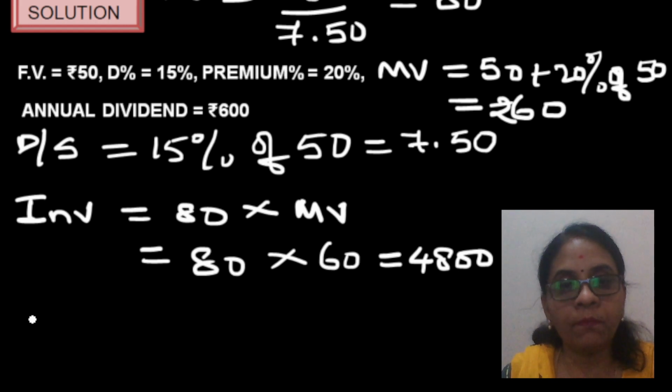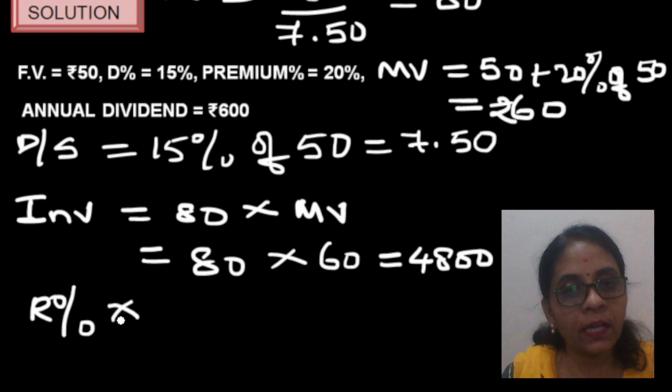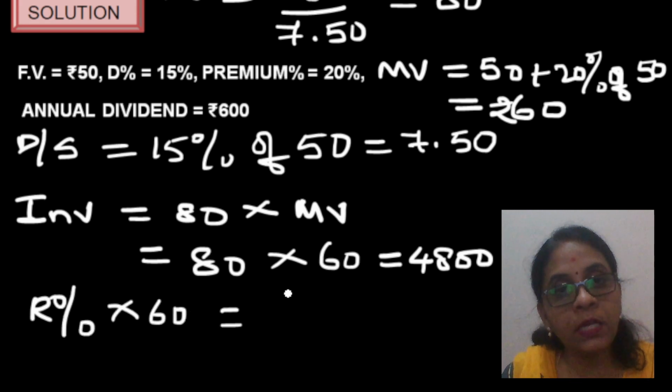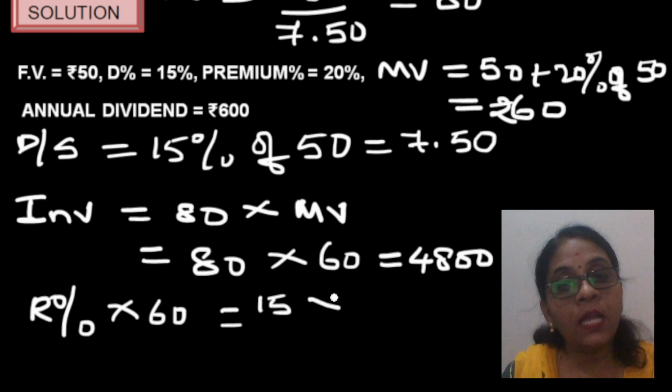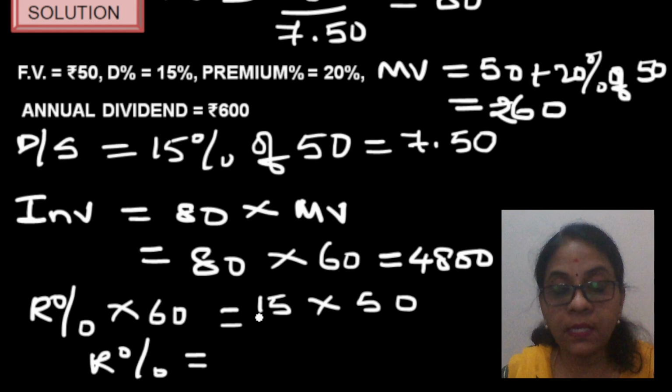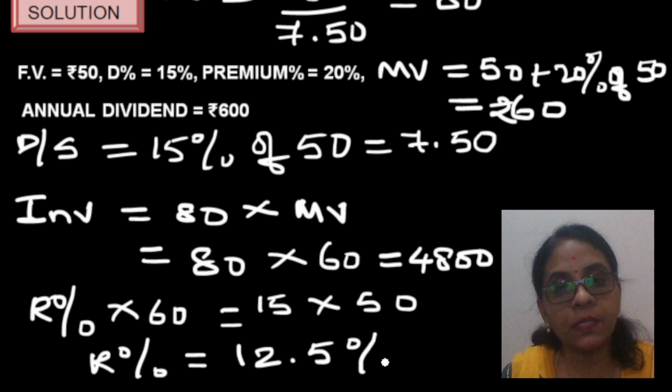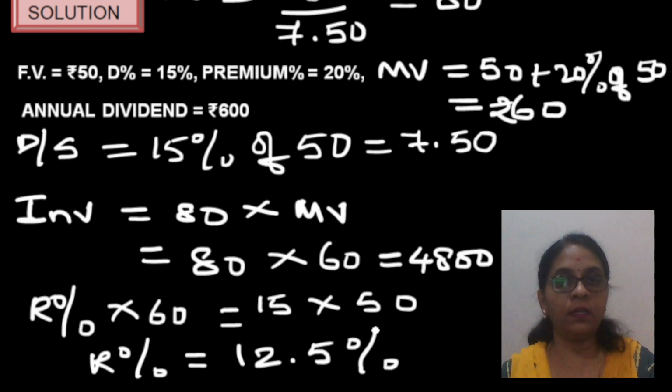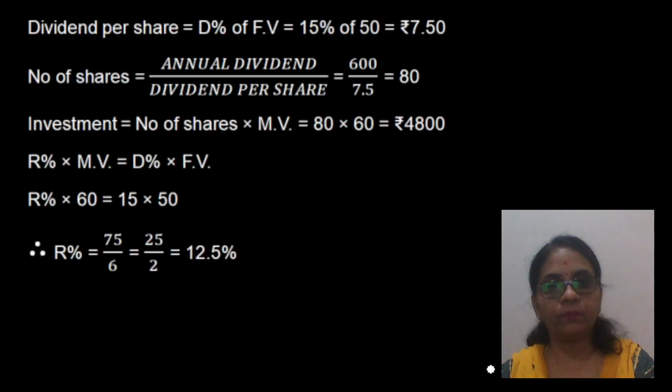The last thing asked is to find the rate of return. In every sum, I think almost we have used this formula. That is, rate percent into market value 60 is equal to D percent 15% into face value 50. 0, 0 gets cancelled. So we have 75 by 6. 75 by 6 is 25 by 2, which is 12.5%. So this is the rate of return this person gets by investing in this company. It's very simple, straight question. So see the solution.